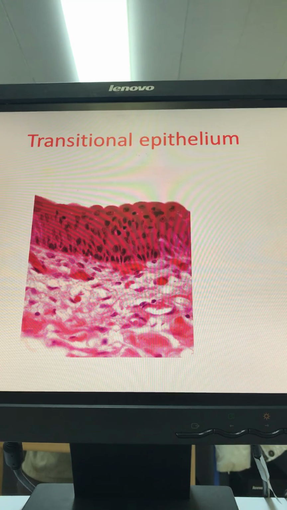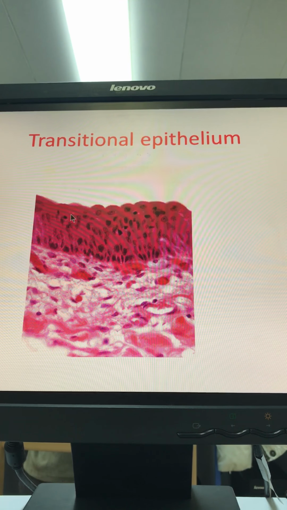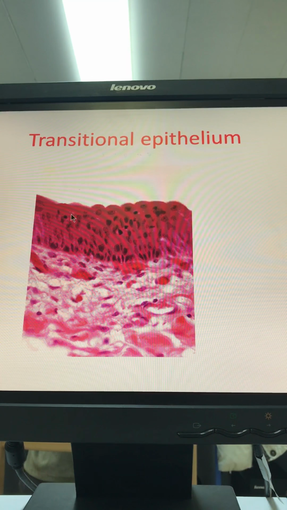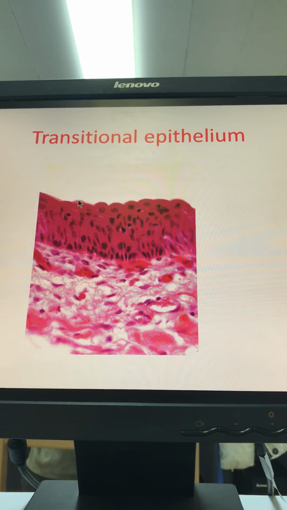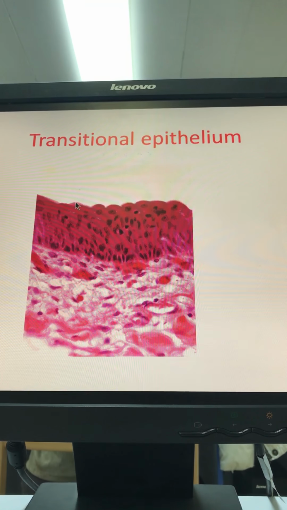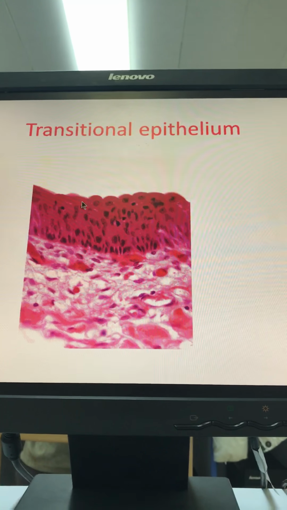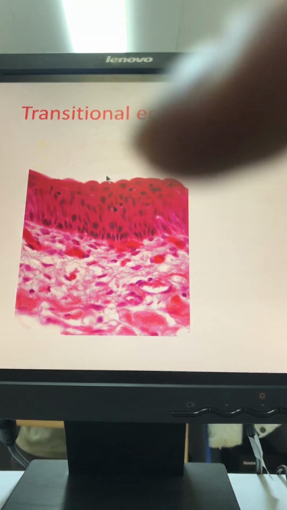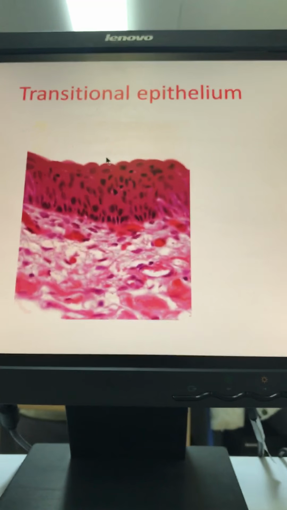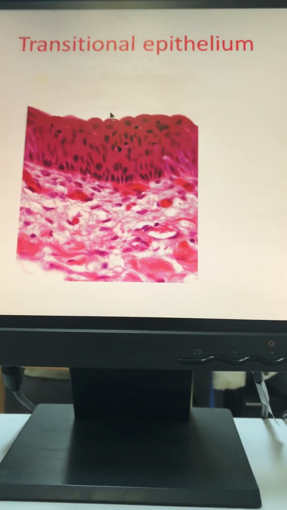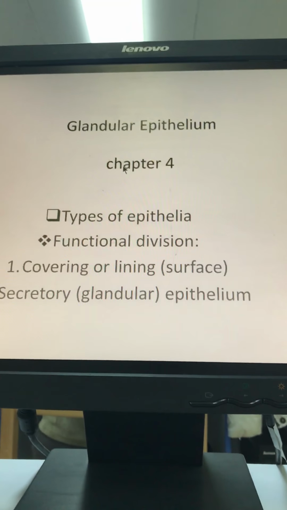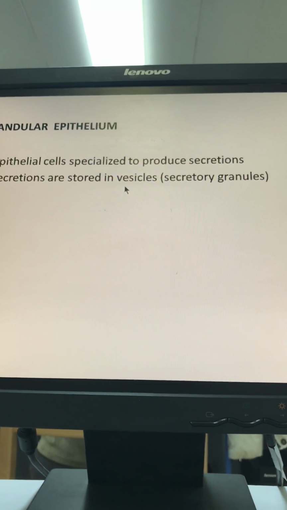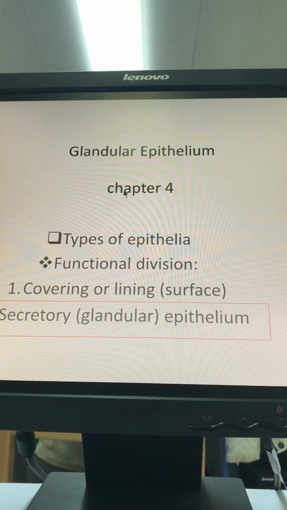A transitional epithelium, the other name is uroepithelium. Uroepithelium, as it is found in the urinary passages أو بالurinary system in general. يعني بالبلادر, urinary bladder أو اليوريترز, okay? Renal pelvis. Okay. طيب. Now the glandular epithelium.